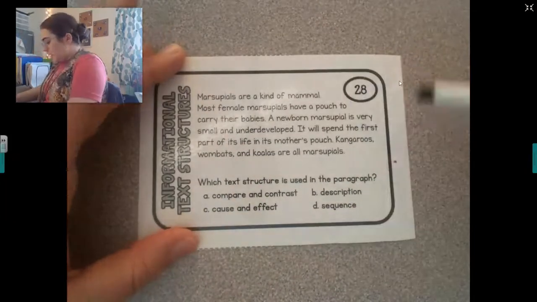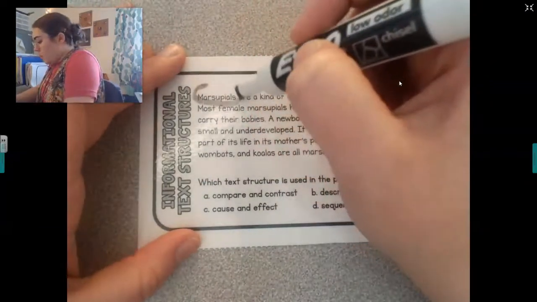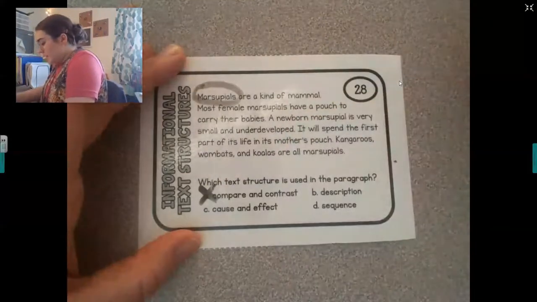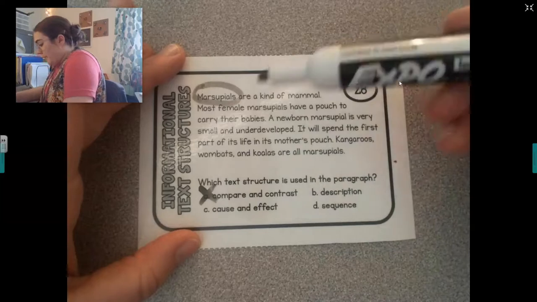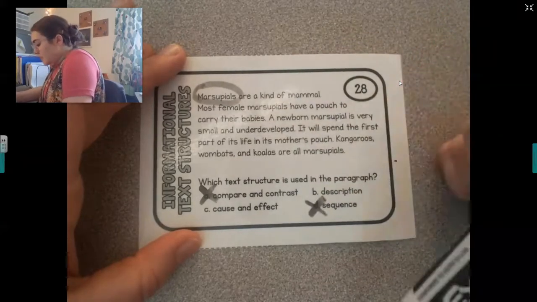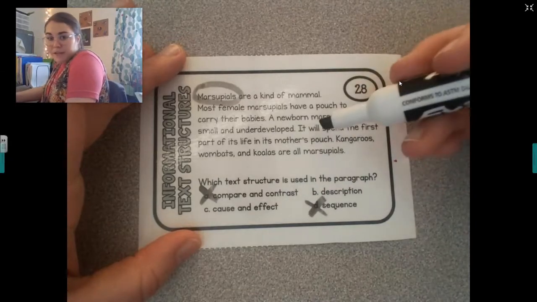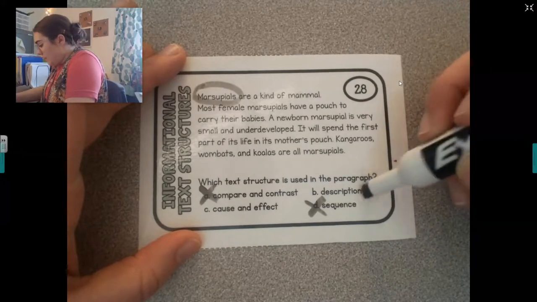So first thing that I notice is it's only talking about one thing, and that one thing is marsupial, so it can't be compare and contrast. Now, I also notice sequence would be like first this happened, then this happened, next this happened, and it doesn't do that. Now I'm going to figure out cause and effect and description. So is there any kind of events that happened? Or is it just telling you facts about marsupials?